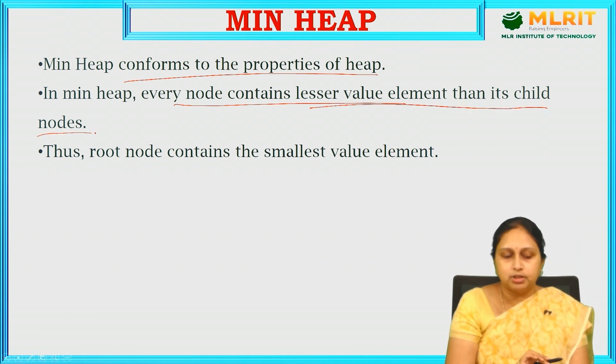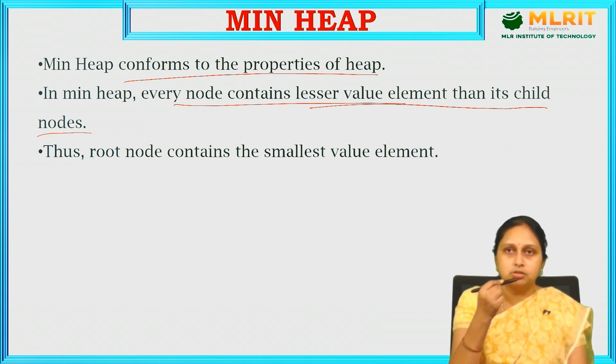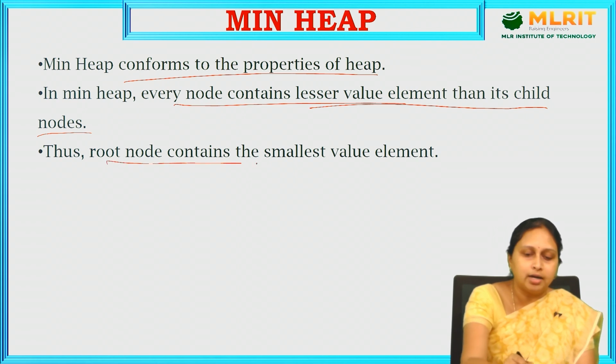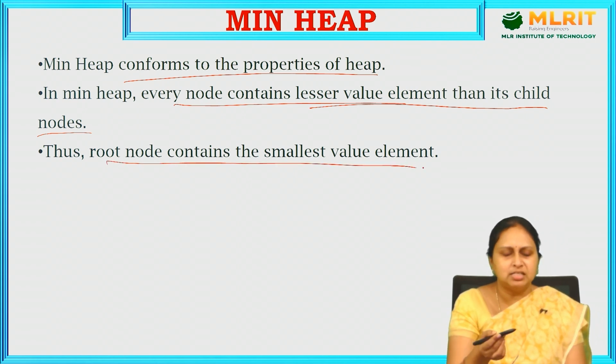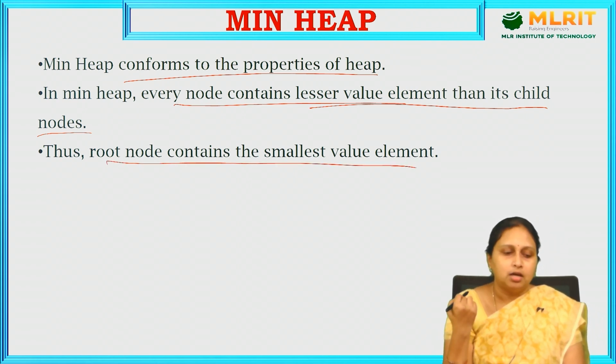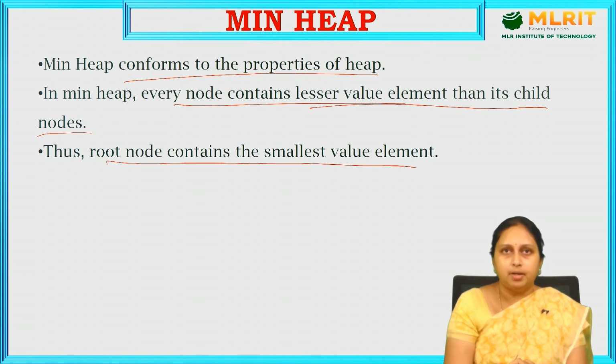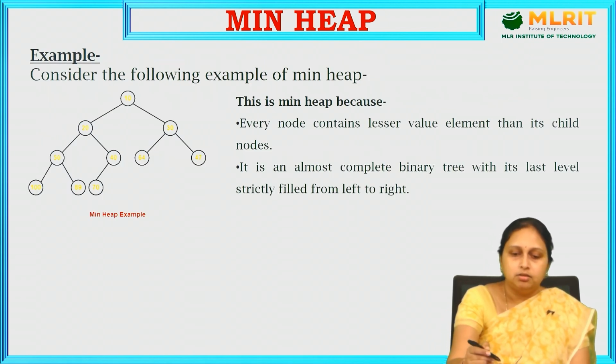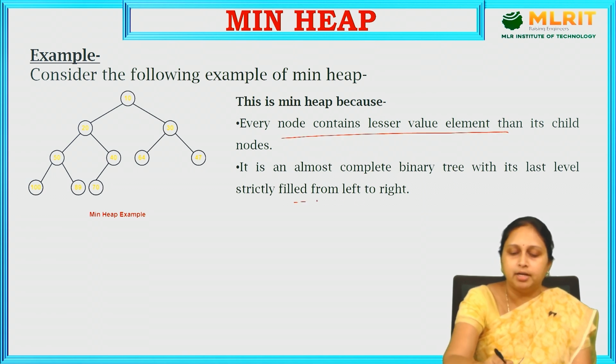When you compare a parent with its child nodes, the parent node must be smaller, and the root node contains the smallest value, right? We can say this is completely opposite to the max heap. You can see the same thing here. Here it is going to maintain these two cases.